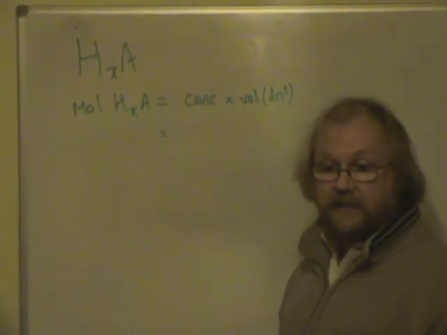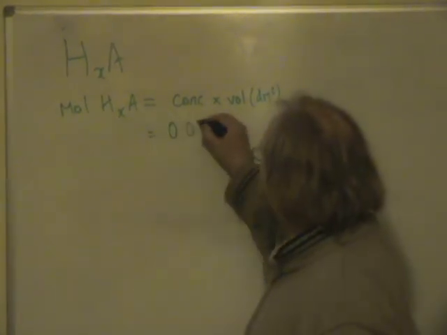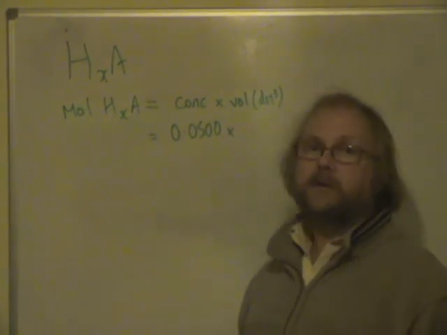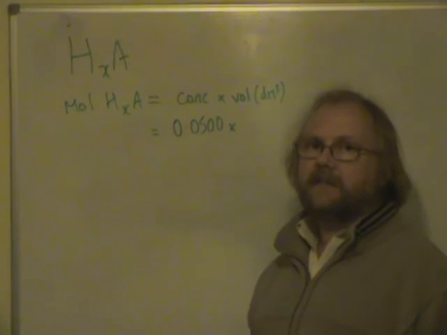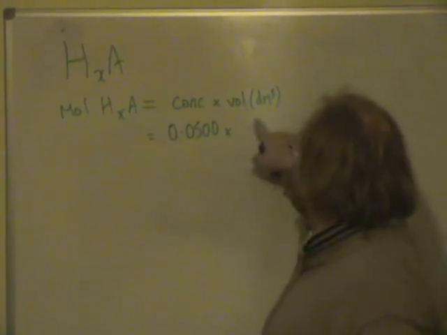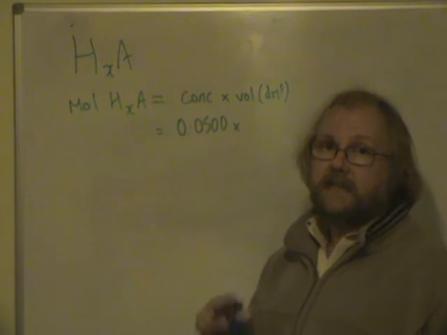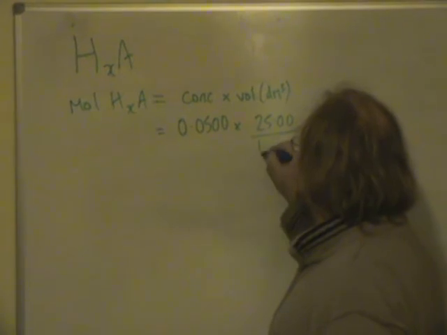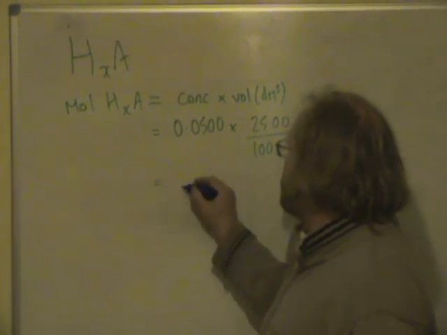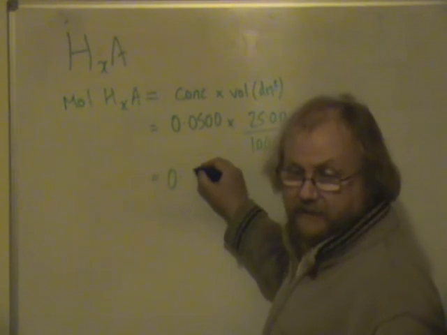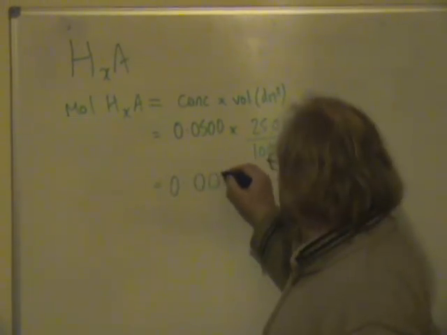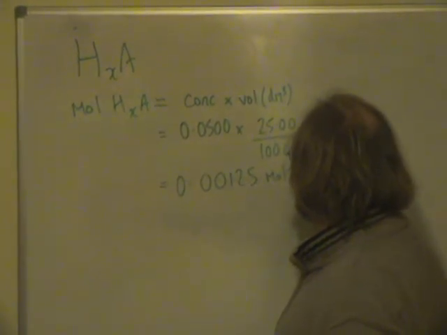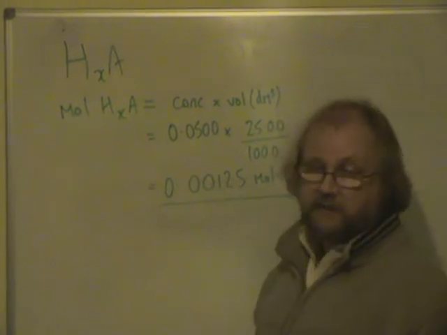There's obviously a lot of numbers there, make sure you get the right ones. So for the tartaric acid, concentration is 0.0500 moles per dm cubed, and the volume is 25.0 cm cubed, but you must remember that has to be divided by 1,000 because it's got to be in dm cubed. So cm cubed you divide by 1,000, so times 25.00 over 1,000 equals what does that come to? 0.00125 moles of HXA. Okay, so that's the answer to part A.